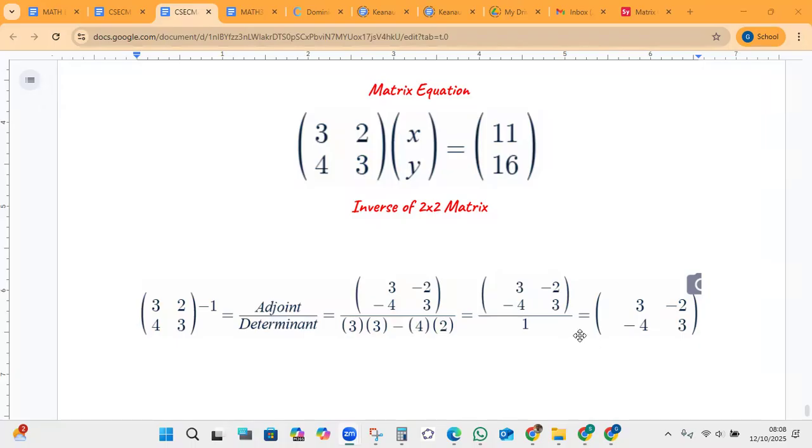So now we have to multiply the inverse to the column matrix with the constants. So this inverse matrix here is 3, negative 2, negative 4, 3. We have to multiply it to 11, 16. That's the next step.